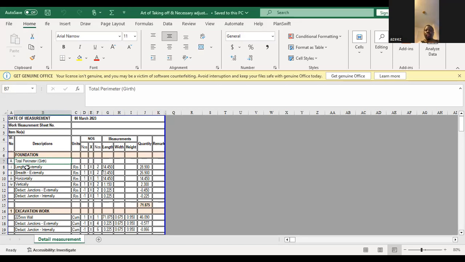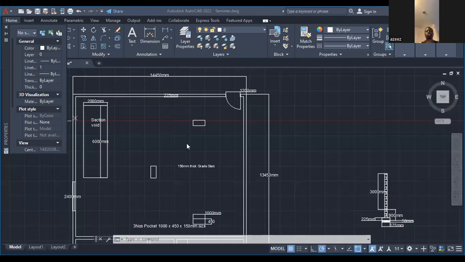Okay. What I did is, if you look at the, can you see the drawing? Yeah, I can see the drawing. Let me first share the drawing. I'll take a snapshot there and share it so that you will see it better.